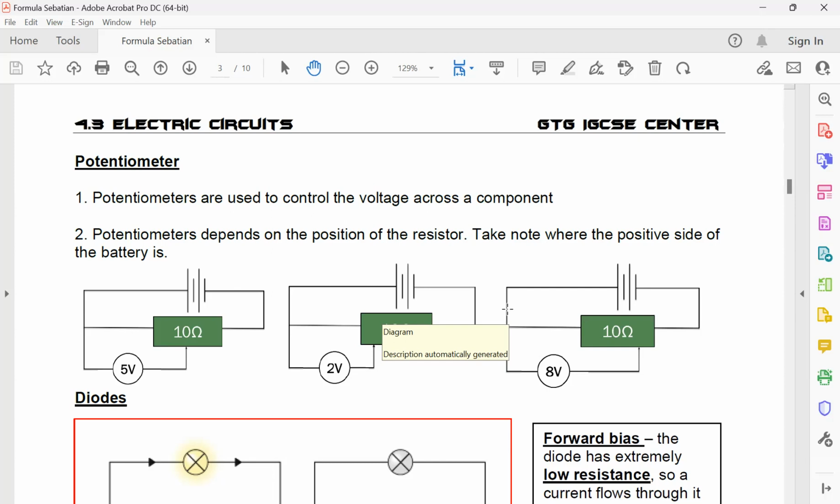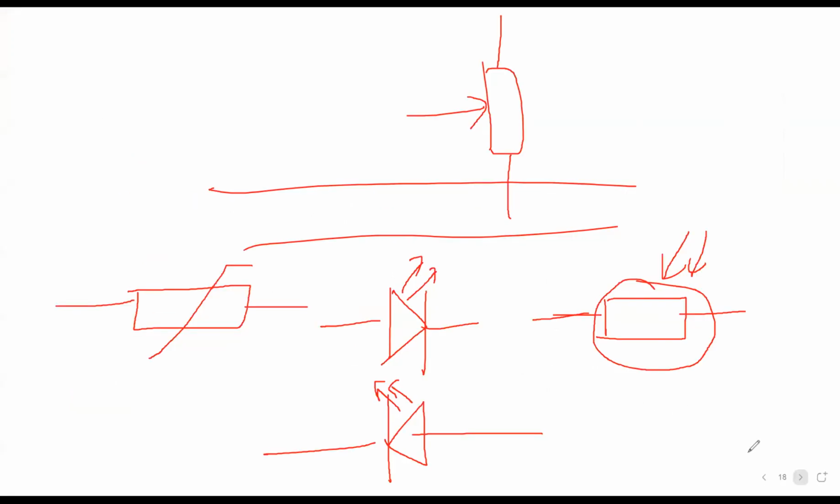No, I don't recommend it. Gravitational potential energy is better. Okay. What else?